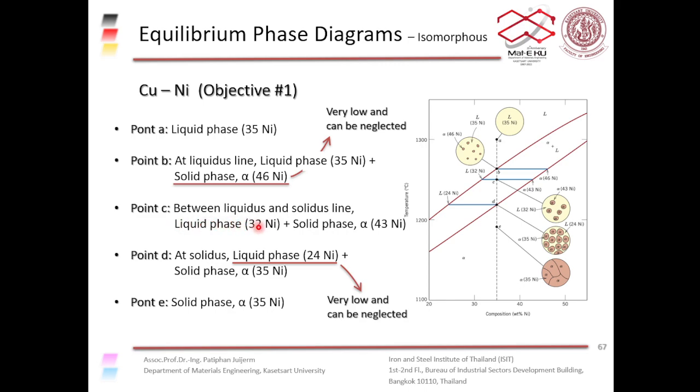When we get to point C, which is between the liquidus line and solidus line, we have the liquid phase and we have the solid phase. When you draw a tie line to intercept the liquidus and solidus, you can see that in the liquid we have 32% nickel, in the solid we have 43% nickel. At point D, at the solidus, when we draw a tie line, in the liquid phase we get 24% nickel, in the solid phase we have 35% nickel, and at point D we have 35% nickel in the solid solution alpha.